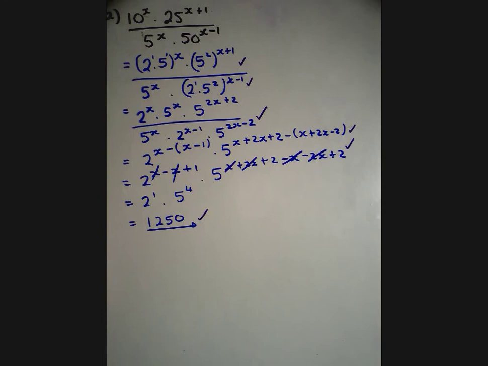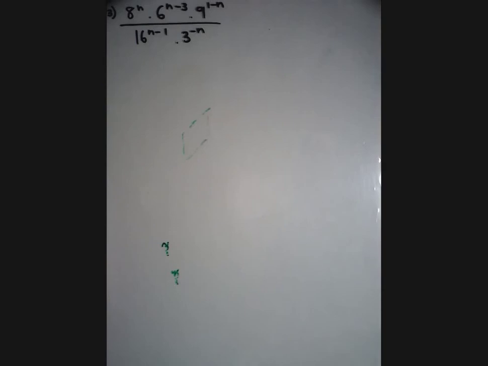Now let's do the next one, and remember it's the same steps. This is called the multiplication and division of exponents. It's always the same steps. So let's go to the step here. So step number 1, we are going to prime factorize.